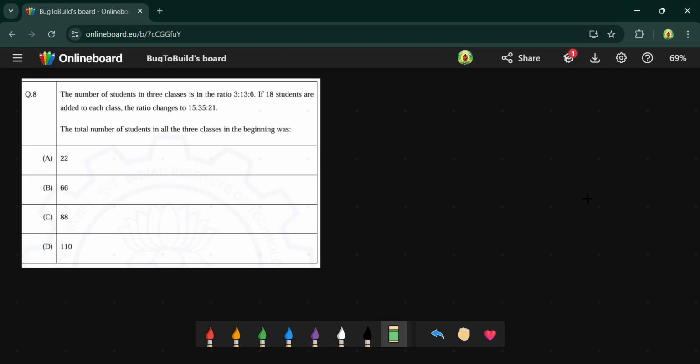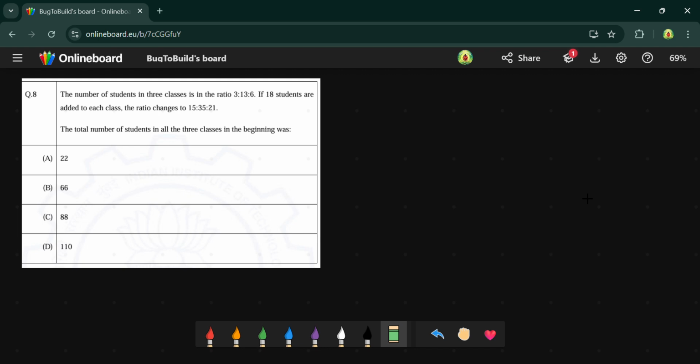Hello viewers, let's continue our GATE series, and now we have to solve one more question which has already come in a GATE previous year. So let's solve this. The number of students in three classes are in the ratio 3:13:6. If 18 students are added to each class, then their ratio changes to 15:35:21. And now we have to find the total number of students in all the three classes.